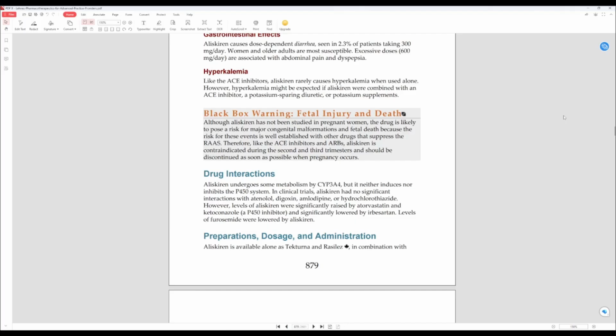Its black box warning, therefore, does state that aliskiren is known to be causing fetal injury or even death. Although aliskiren has not been studied in a pregnant woman, the drug is likely to pose a risk for major congenital malformations and fetal death because the risk for these events is well established with other drugs that suppress the RAS system. Therefore, like the ACE inhibitors and ARBs, aliskiren is contraindicated during the second and third trimester and should be discontinued as soon as possible when pregnancy begins.